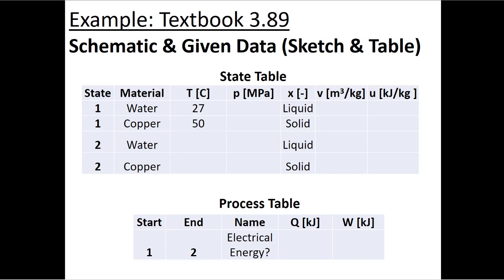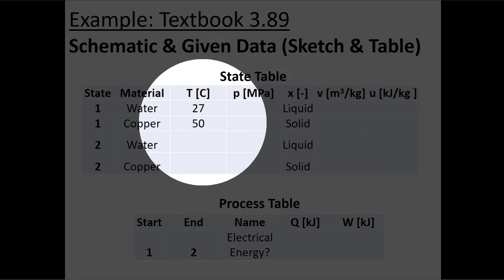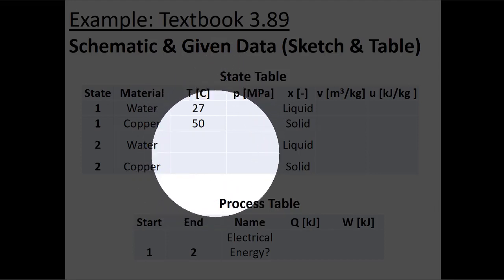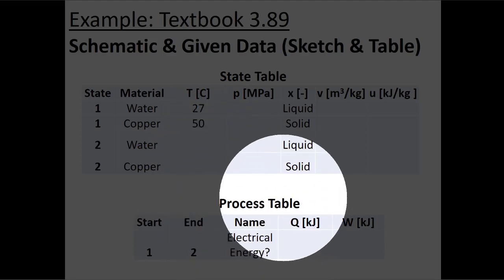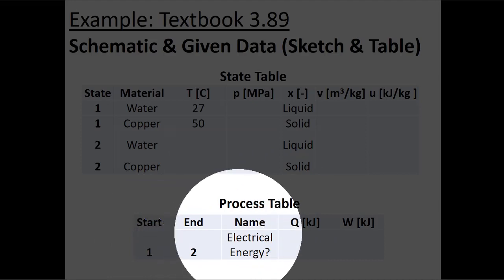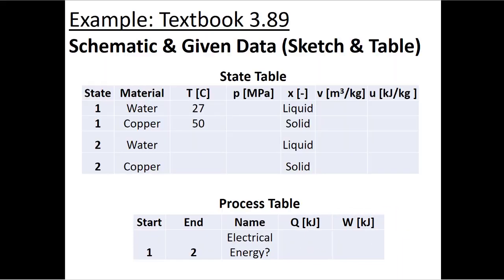So I'm going to make two different tables to solve this problem. The first is a state table, which we've been doing a little bit. So I have the water, right? I know its initial temperature, and I have the copper's initial temperature, but I'll also get some information for the water and the copper at the final temperature as well. And then I'll make a process table as I go from state 1 to state 2, how much heat is added and how much work leaves the system. So let's start.